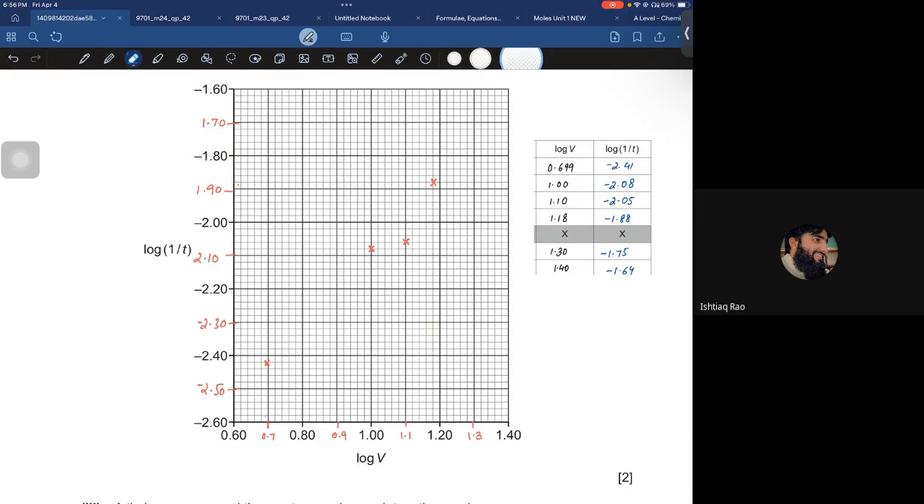Okay. And then 1.3 per 1.75. 1.3 is this. 1.75 would be in between 7 and 8. That is this. I got the second point as well. Then the last point is 1.4 per 1.64. 1.4 is this. 1.64 would be there somehow. Now I'm going to draw the best fit line.